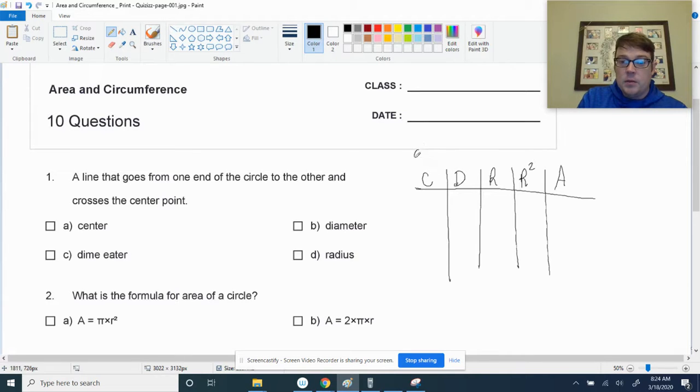Okay, let's talk about that. Circumference is the distance around, diameter is the distance across going through the center, and the radius is the halfway distance from center to edge. And then the radius squared is if you took the radius and made it into a square. And then, of course, the area is all of the space that's inside.